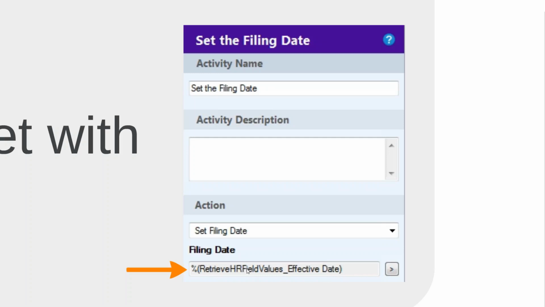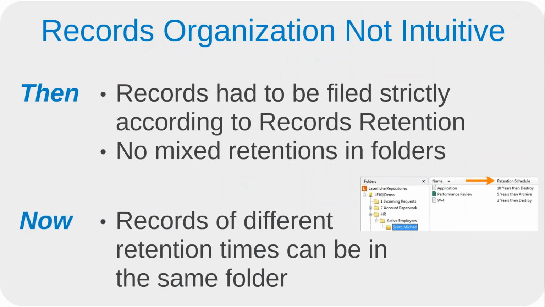In this case, I'm using the retrieve HR field values activity that I also had in my workflow, and I'm using the effective date of the document that I am running through this workflow to set the filing date. So if this is a calendar-based activity and I go through and I index my document, it doesn't matter which year I'm scanning for, workflow will make sure that that filing date is set correctly so that it goes into records management into the correct year and gets the correct retention and cutoff eligibility applied. All right, so that's the filing date setting.